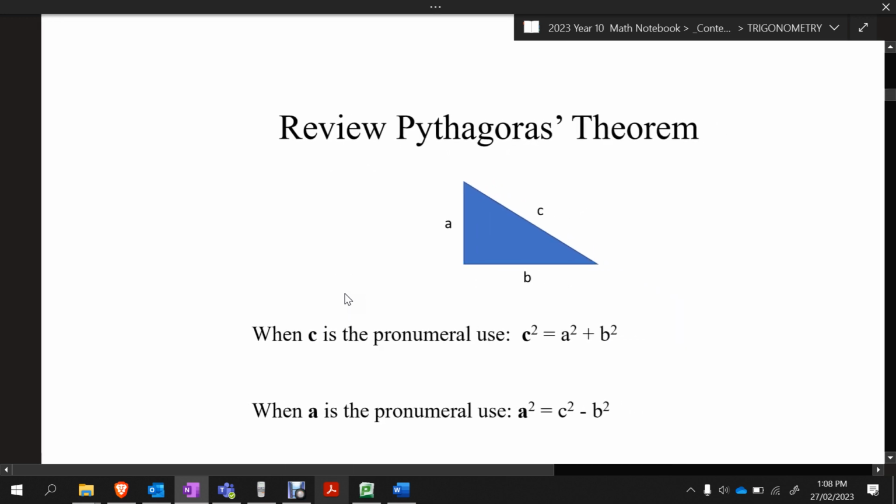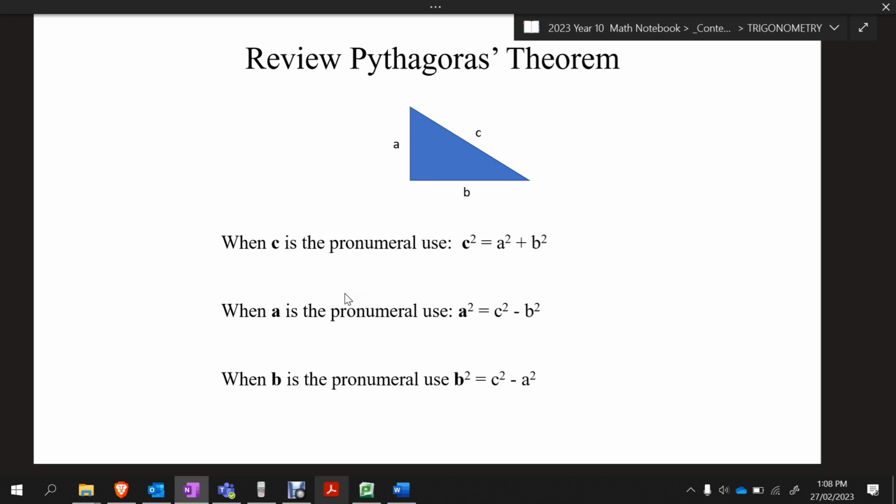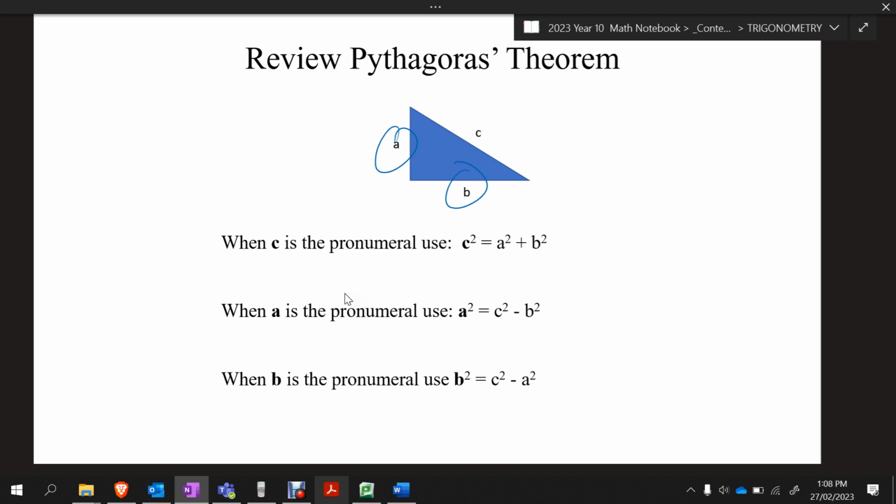Alright, let's review this. Quick review of Pythag. With any Pythag triangle, C is always the longest side. Always. A and B can be any of the other lengths; it doesn't really matter too much. So C is always the longest side. If you're looking for C, you use that formula.